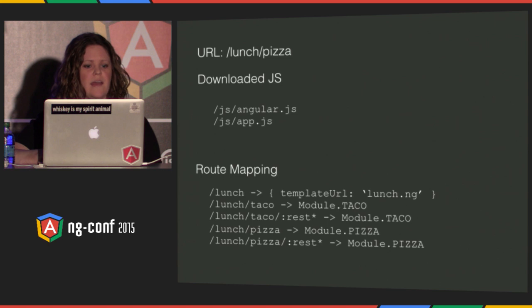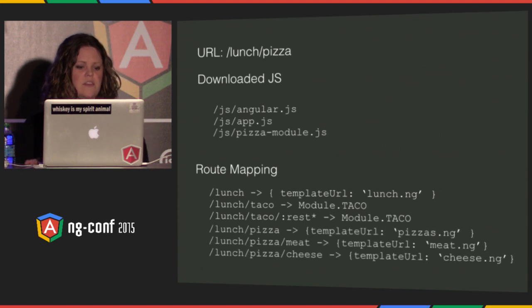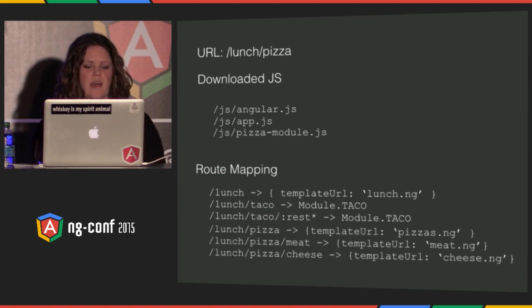Now, once I go ahead and move to the lunch pizza URL, we're going to have to start downloading that lazy loaded code. So the new JavaScript module is loaded. And then at that point, as it loads, it replaces those wildcard mappings with the real ones. And at this point, route.reload is called. Angular sees that new mapping and will show me the content that I am supposed to be seeing on that page.